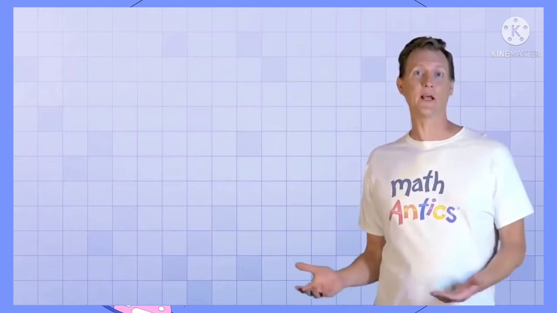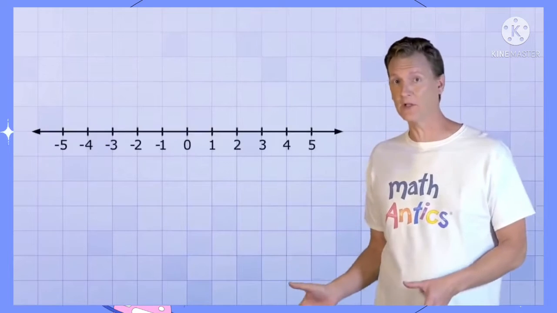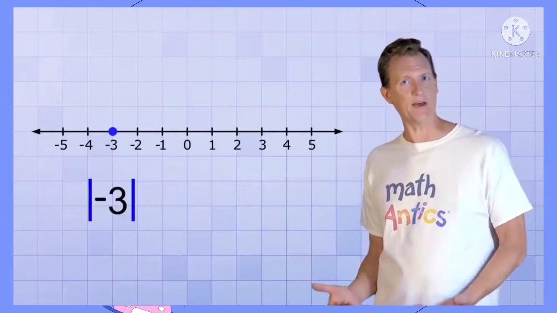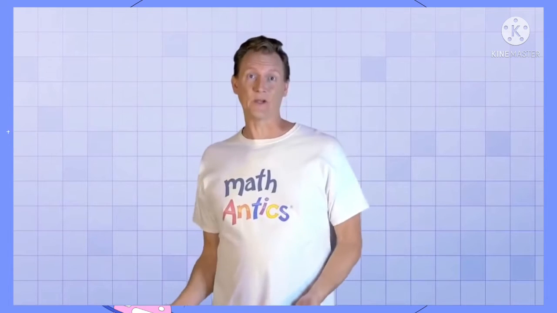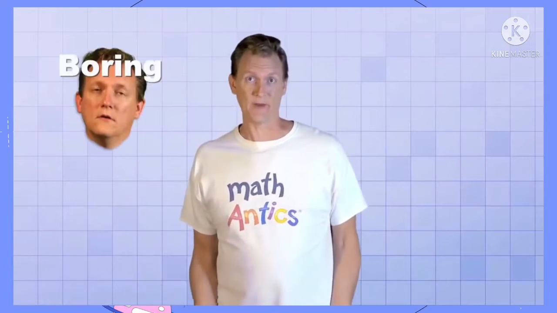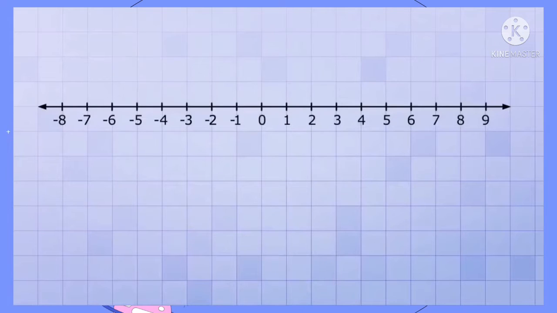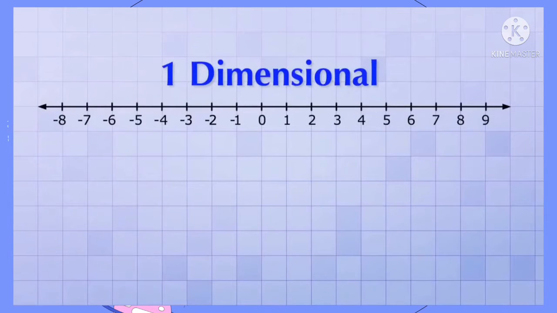In fact, when it comes to any number that you'd find on the number line, you can think of its absolute value as its distance from 0. That explains why absolute value is a little bit boring when you first learn about it. Because the number line is a one-dimensional space, there are only two possible directions, positive or negative.